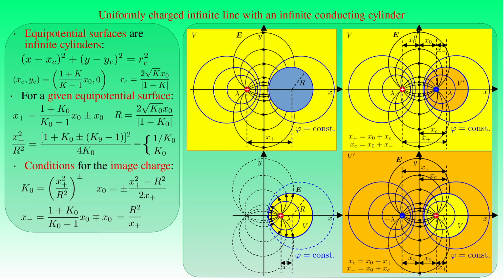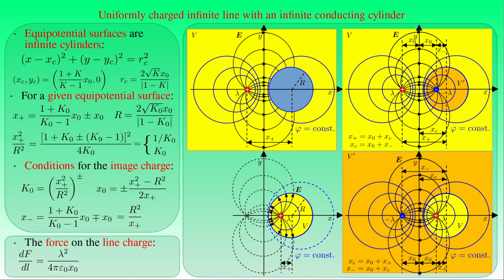We can also determine the electrostatic force per unit length exerted on the charged infinite line by the charge induced over the surface of the conducting cylinder in the same way as for the line charge near the conducting plane, since both the plane and the cylinder were replaced by an image line charge of opposite polarity. Then the direction of the force exerted on the line charge by the image points towards the image line charge in the plane y equals 0, and the magnitude of the force F per unit length L is equal to lambda squared over 4 pi times epsilon naught times x naught.